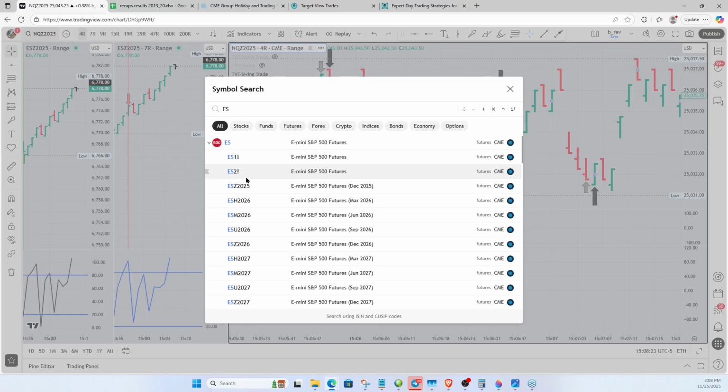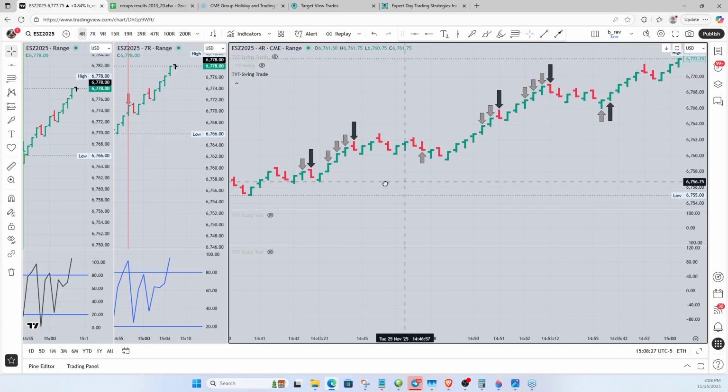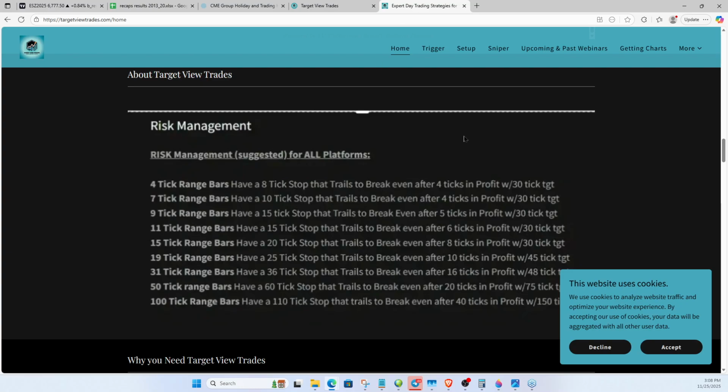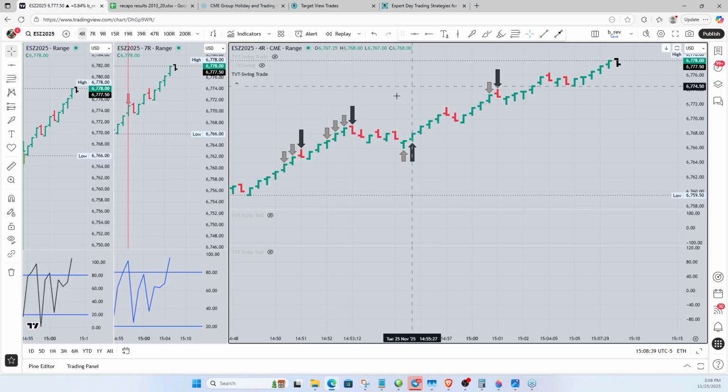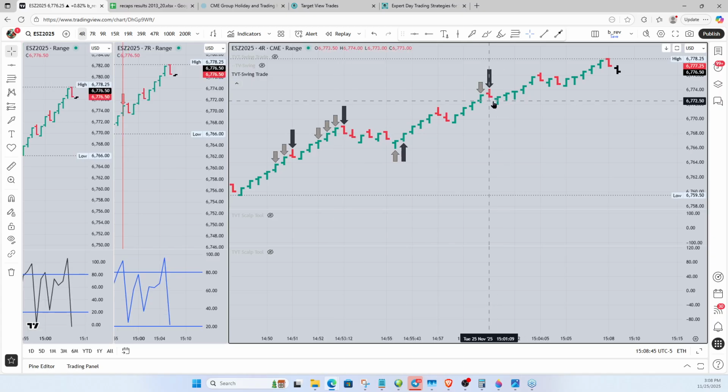Let's just flip to the ES really quick. Okay, now this is the ES on a 4 range. So on a 4 range, with this you probably have a 6 tick stop. I know in here it says an 8 tick stop, but this is really looking right at the turn. With the other stuff, you're going with the trend. This isn't going with the trend. This is actually the beginning of it. So this is what it looks like on a 4 range.